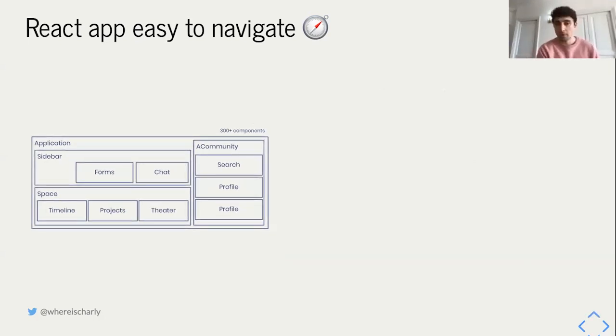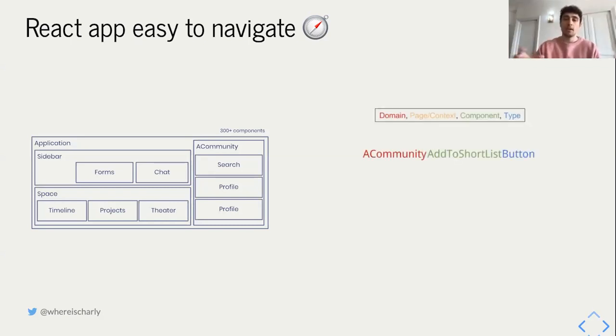So enough with theory, let's look at real examples. For example, we had this component, the ACommunityAddToShortlistButton. So we know that it's a button and it belongs to the add to shortlist feature from A community. Just by reading the name of this component, we know where it belongs in the application and what it does in terms of responsibility. A community was the freelance marketplace, and the shortlist, as I described earlier, was the mechanism that allowed pre-selecting freelancers in order to add them to a project.